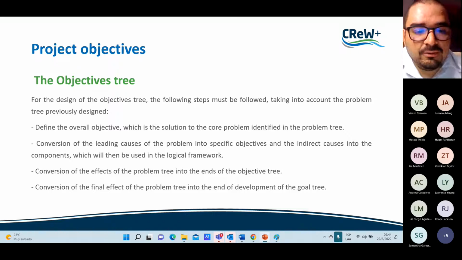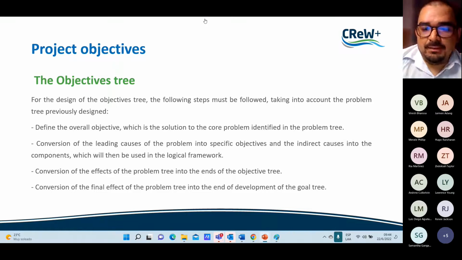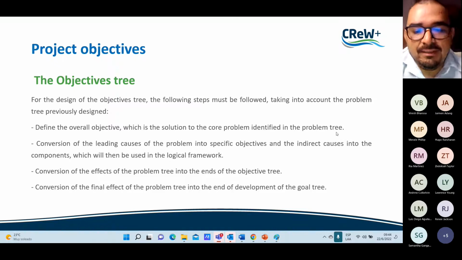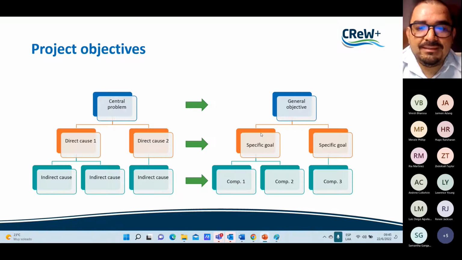Convert the effects of the problem tree into the ends of the objective tree, and also convert the final effect of the problem tree into the end of the development of the objective tree. So it is like this.